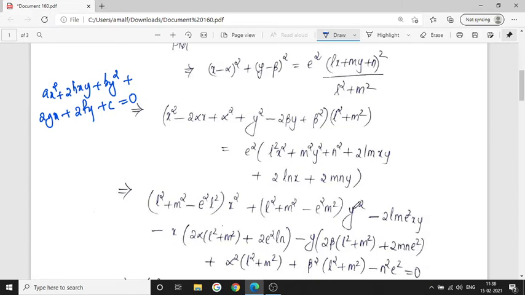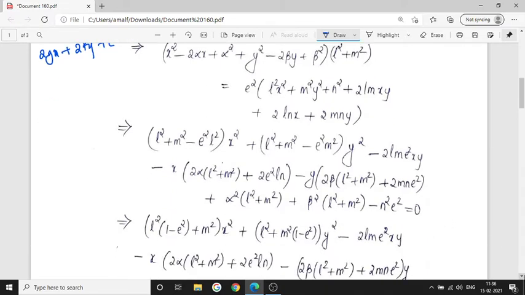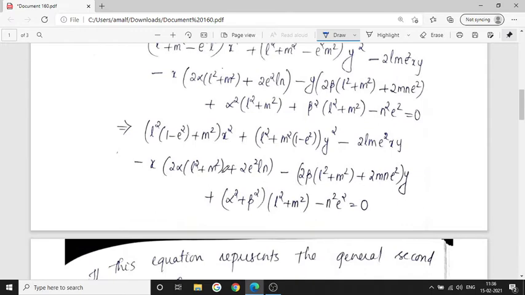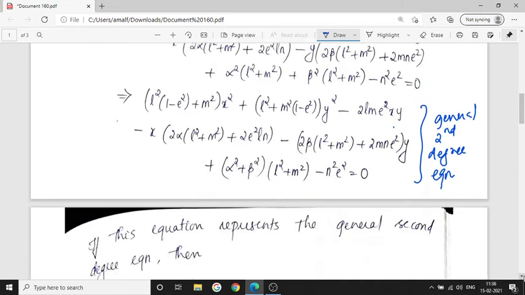Then the constant terms are going to be alpha square into (l square plus m square) plus beta square into (l square plus m square) minus e square n square. Okay, so now, once again rearranging that, this is going to be the form. This is in the form of a general second degree equation. So let us collect the coefficients.